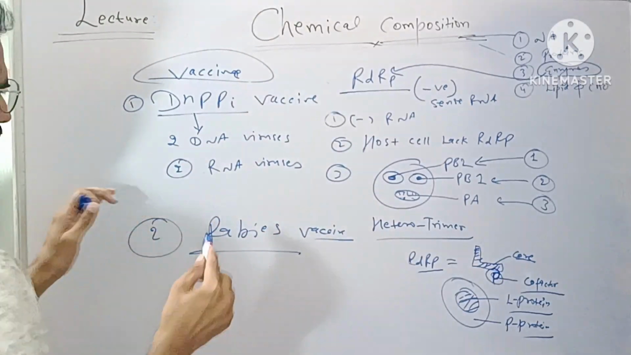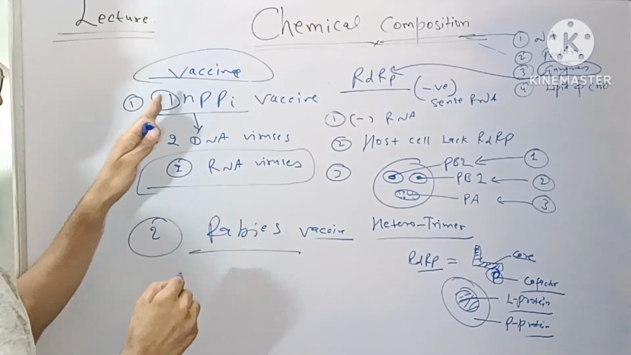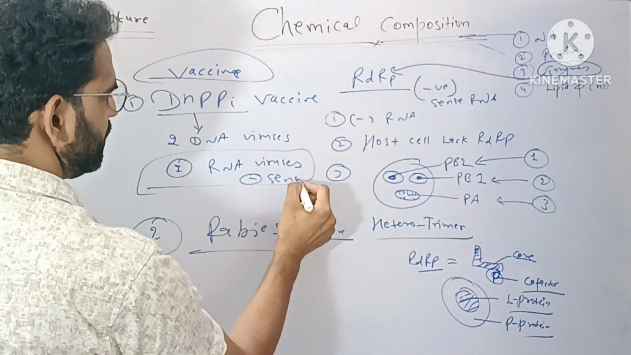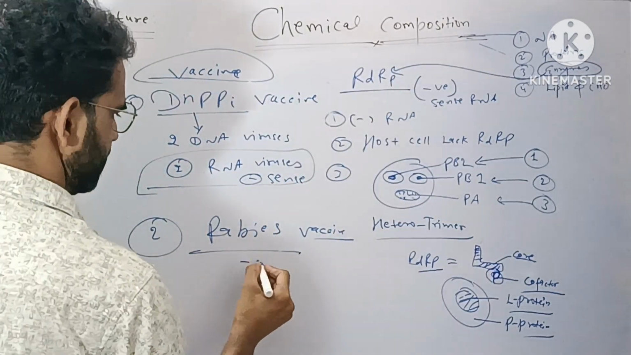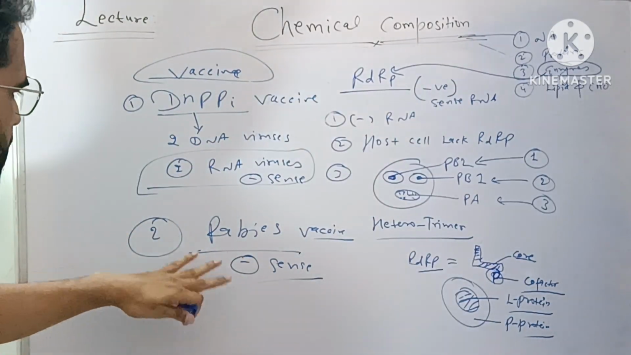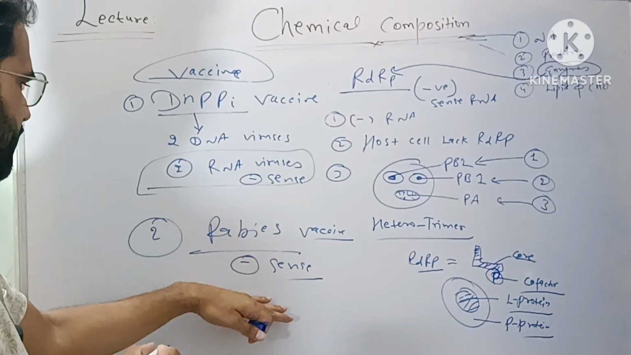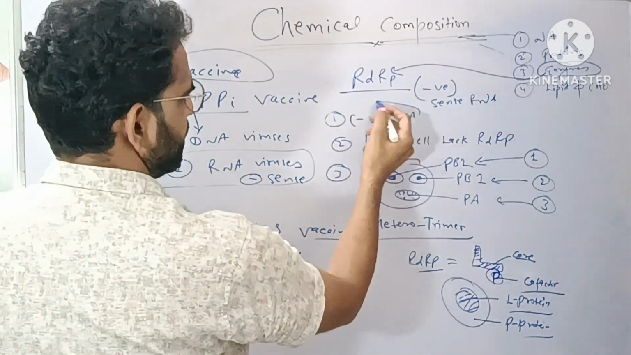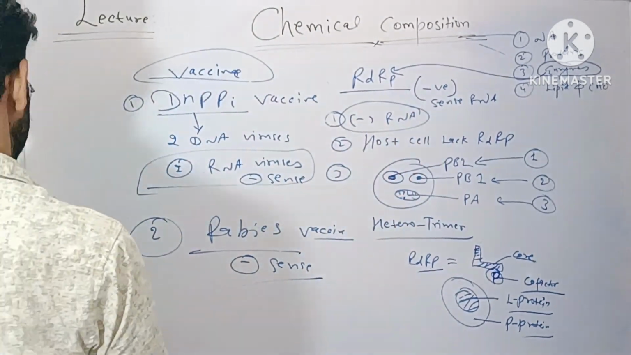So the two RNA viruses in the DHPPI, they are negative sense, and the rabies virus itself is negative sense. So these are the most common way to remember these three negative sense RNA viruses.